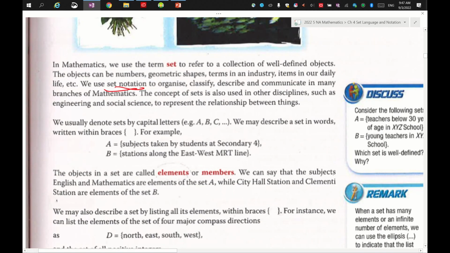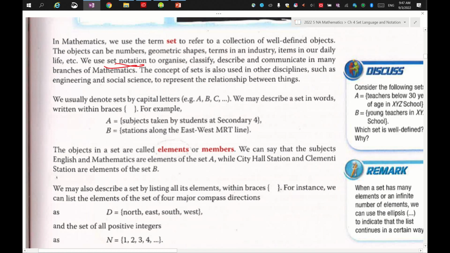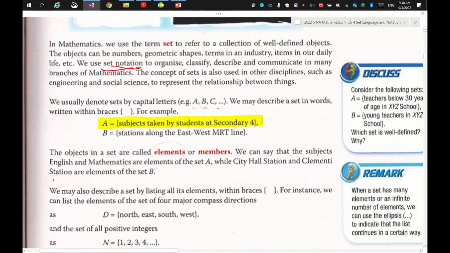Okay. We usually denote sets by using capital letters A, B, C. Usually, capital letters. And we may describe a set in words, like what I've given you examples of just now already. Boys, class, and we put them within these curly brackets called braces. You will need to practice drawing this. So for example, I'm going to read out this line. Okay, listen to how I read it out.